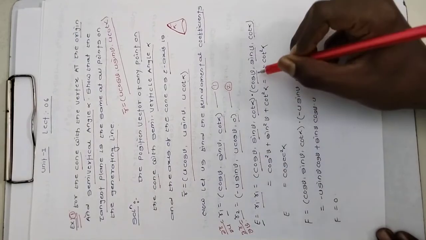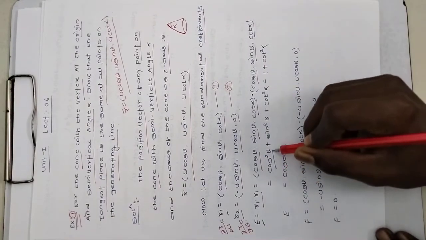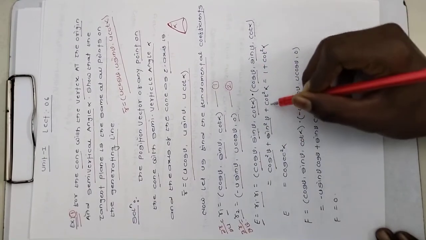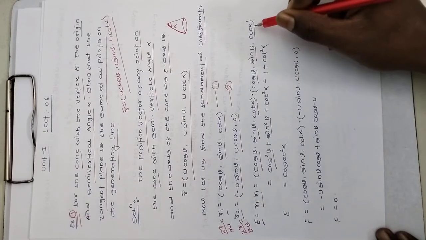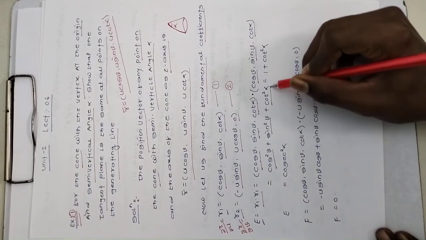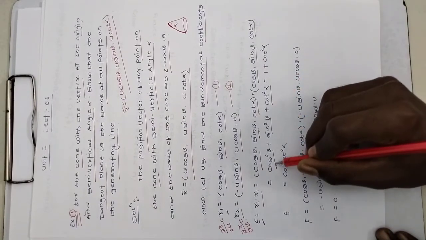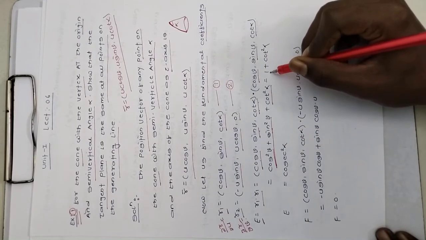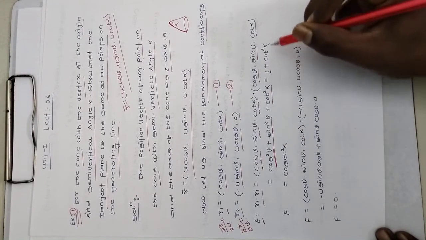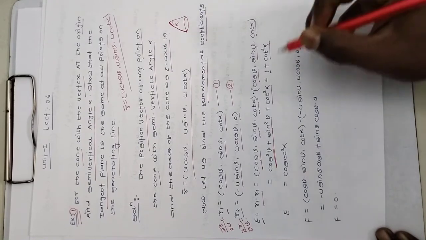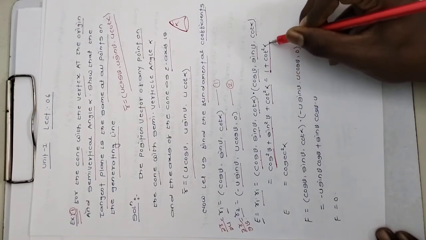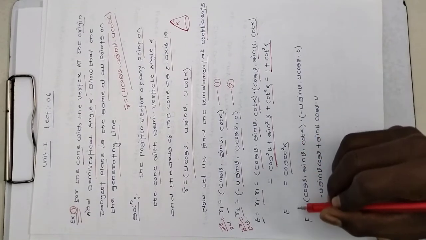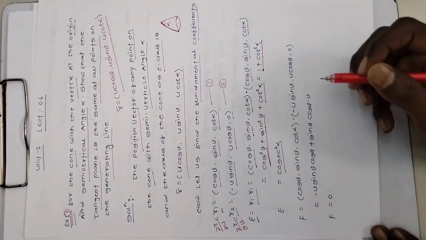So cos v into cos v, that is cos square v, plus sin v into sin v, sin square v, plus cot alpha into cot alpha, that is cot square alpha. By the trigonometric identities, cos square v plus sin square v means 1, and cot square alpha as it is. Again by trigonometric identity, 1 plus cot square alpha means cosec square alpha. So the value of E is cosec square alpha.